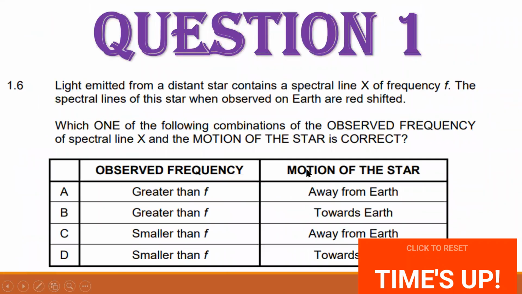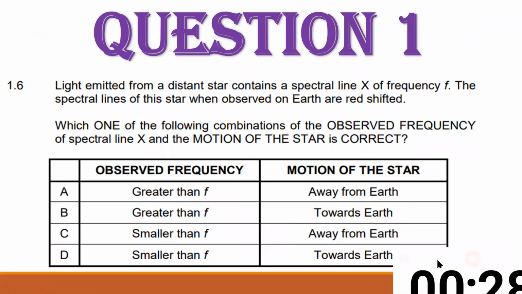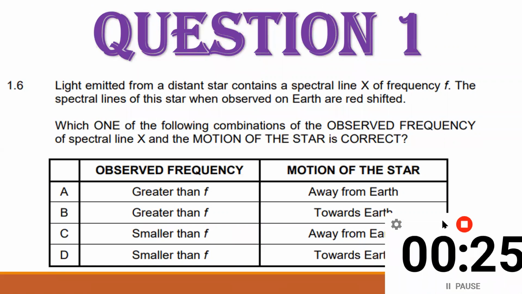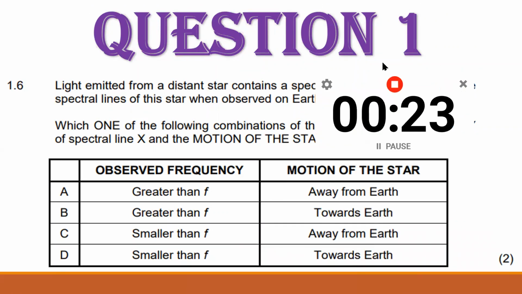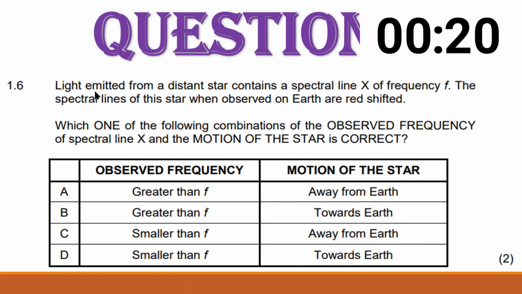1.6, next question. This one is a Doppler effect question between a star and Earth. They said redshift. Please read the question and try. You have 30 seconds now. Check all options. Okay, let's use this side. Light emitted from a distant star contains a spectral line X of frequency F, and then you see redshift.